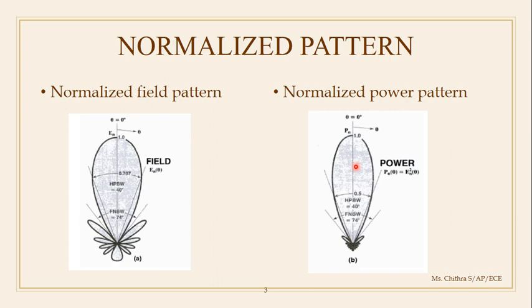Now this shows two patterns. One is the normalized field pattern and the normalized power pattern. So if you see in the two patterns, we can see that here there is a maximum point. If you see here, there is a lobe. We call this a lobe. So there is a maximum value in one direction at theta equal to 0. And we can see various other small lobes are present at the sides.